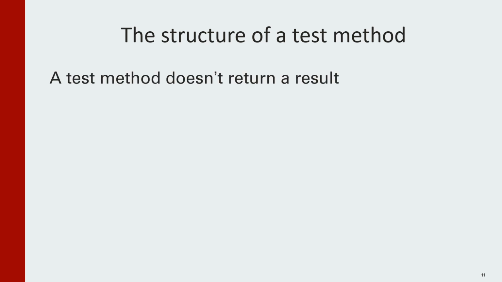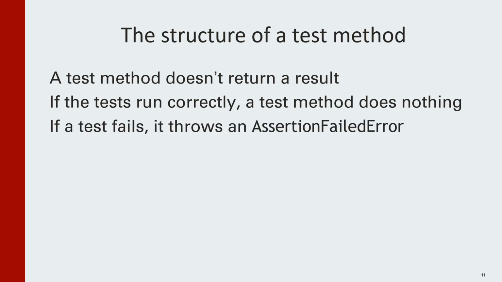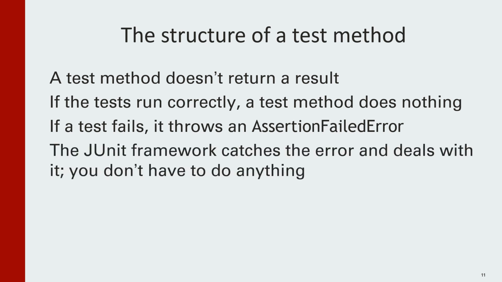If you were really eagle-eyed on the previous slide where I showed what the assertions look like, you would notice that the return type of those methods was void. So a test method doesn't return a result. If the test runs correctly, a test method basically does nothing. But if a test fails, it throws an assertion failed error. The JUnit framework catches the error and deals with it. You are not going to do anything except go back and fix your code.